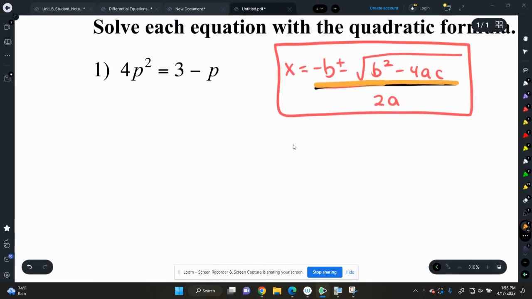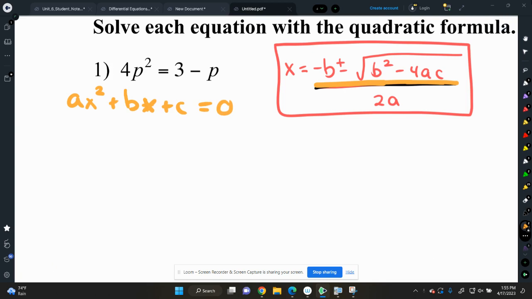Okay. When we're using the quadratic formula, the equation has to be equal to 0. So that's one of the challenges on this worksheet. You had to move things so that it was all equal to 0. Another way of thinking of it is that everything needs to be on one side of the equation. So all this stuff here needs to be on this side of the equation.